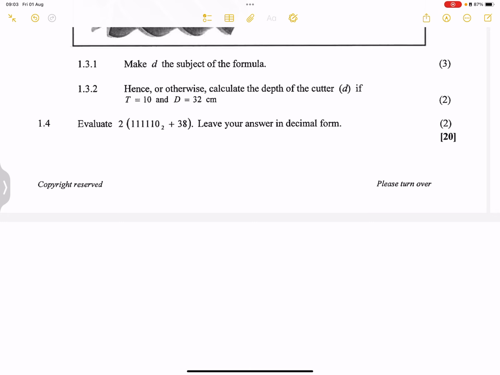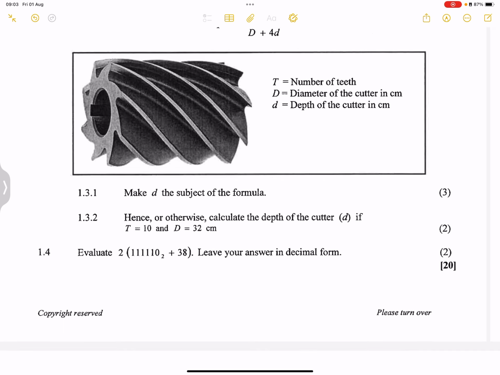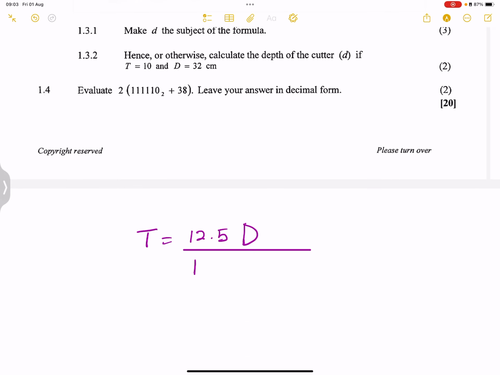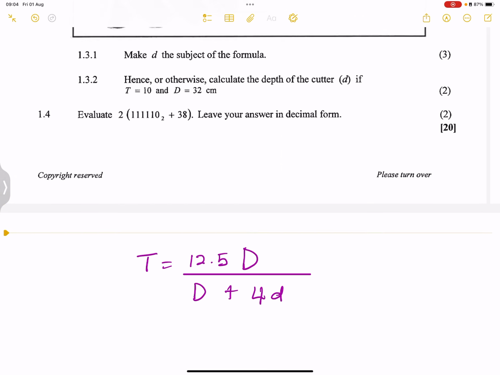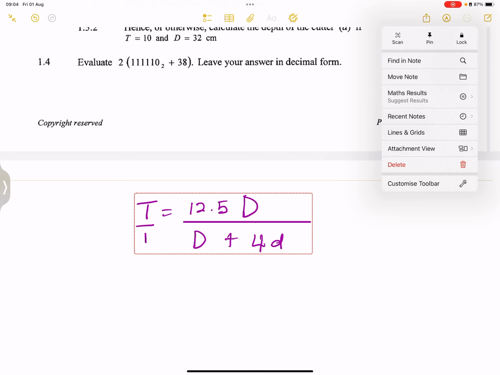12.5 big D divided by D plus 4d. Now, they said to us we must make small d the subject of the formula. Now, what are we going to do, guys? So that means we're going to make t a fraction.